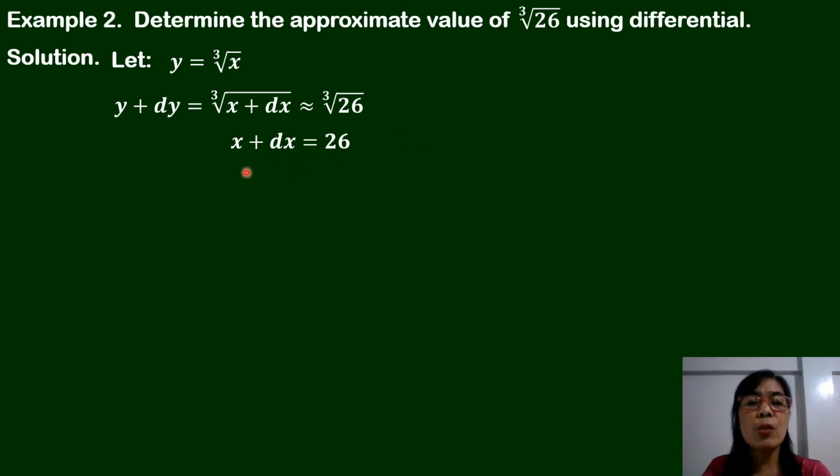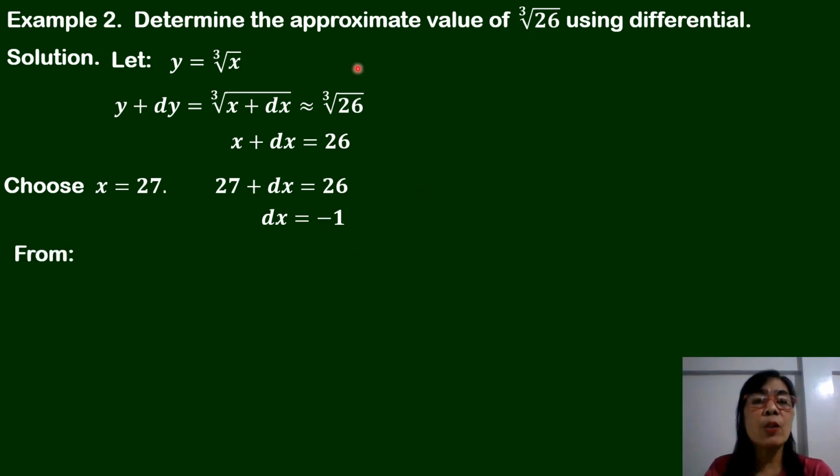Then your next step is to choose for the value of x, which is a perfect cube nearest to 26. So we can choose in here x equal to 27. We have now 27 plus differential of x is equal to 26. We solve for the differential of x, that will now be equal to 26 minus 27, or that is equal to negative 1.